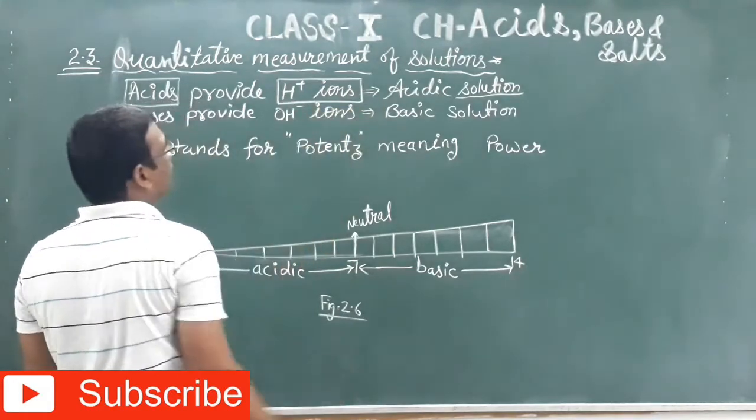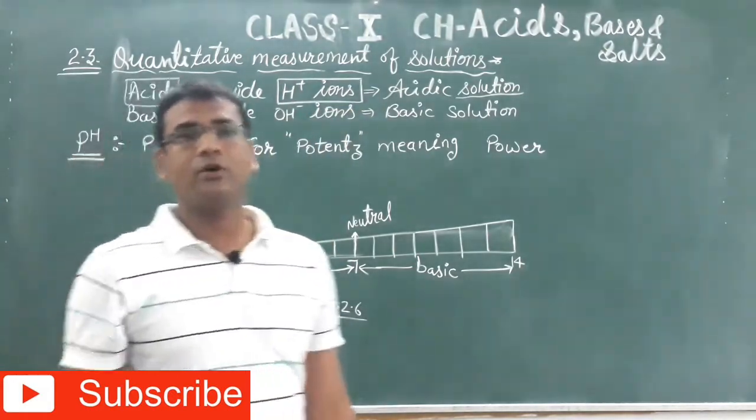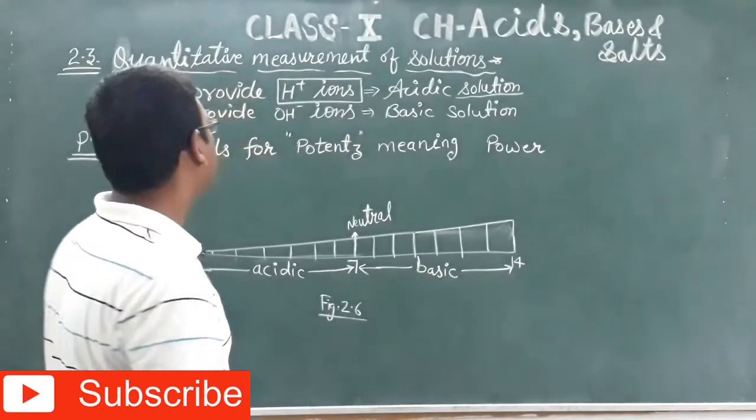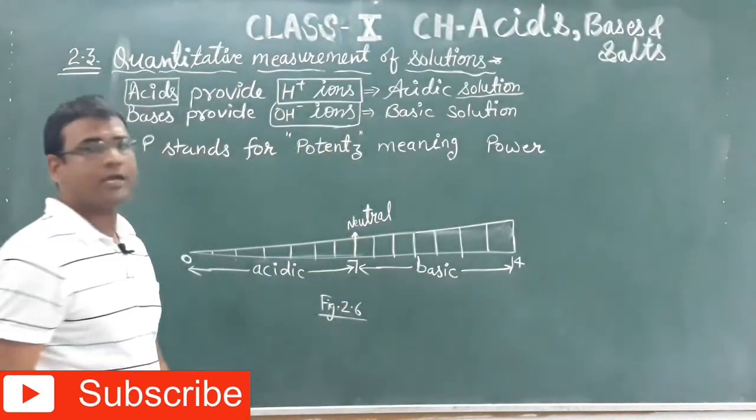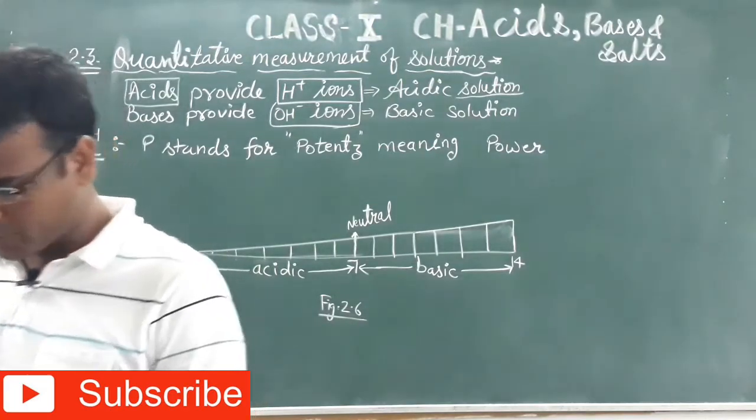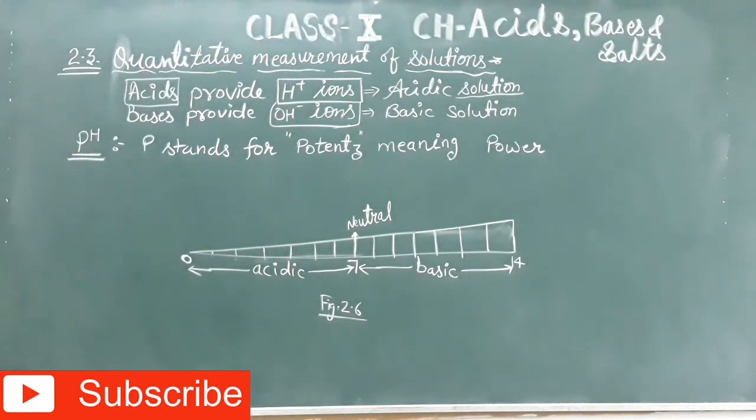Now what is the important thing which is decided by pH? The concentration of H plus ions, or the concentration of OH minus ions present in the solution. So the quantity of H plus ion is the indication of the strength of the pH.